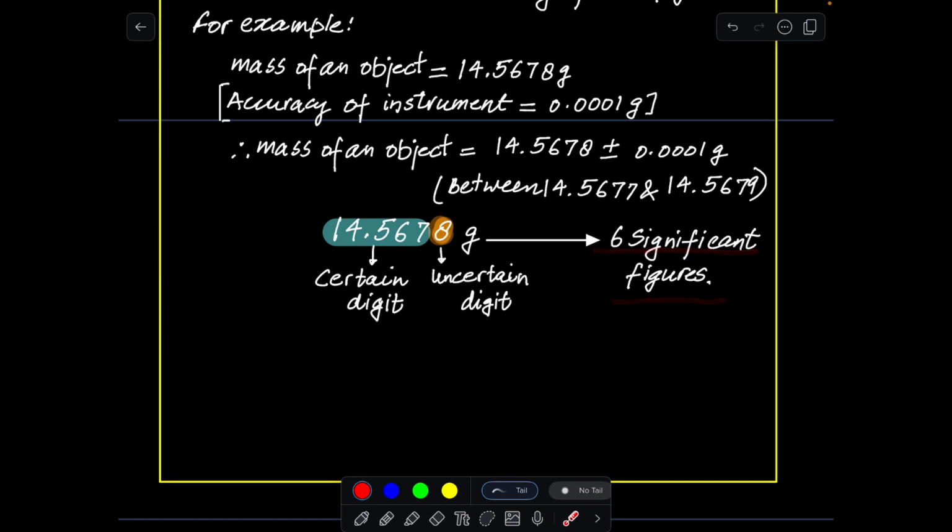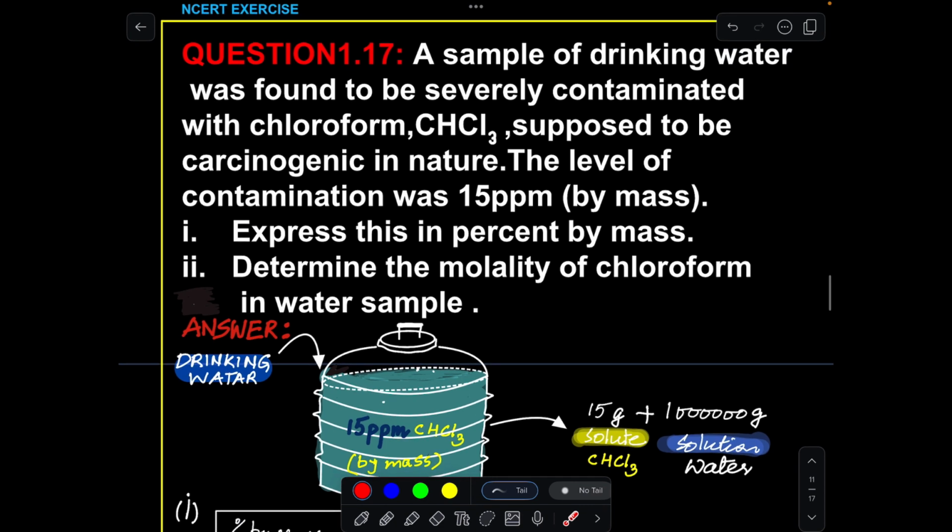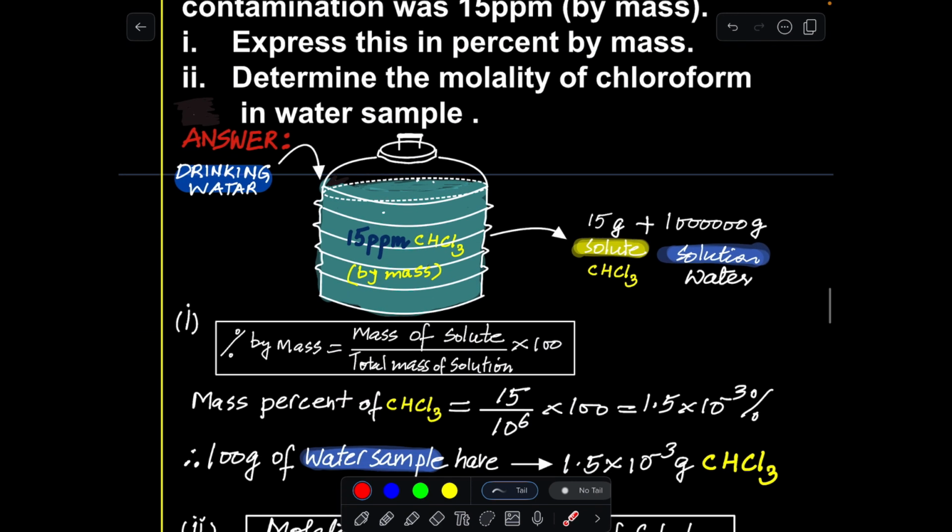Next question. A sample of drinking water was found to be severely contaminated with chloroform, supposed to be carcinogenic in nature, and the level of contamination was 15 ppm by mass. We have to find out the mass percent and molality of chloroform in the given water sample. In this question, first focus on what is given to you. They have given you a drinking water sample, and this water sample has one contaminant, chloroform, which is highly dangerous for us. Why? Because it is carcinogenic.